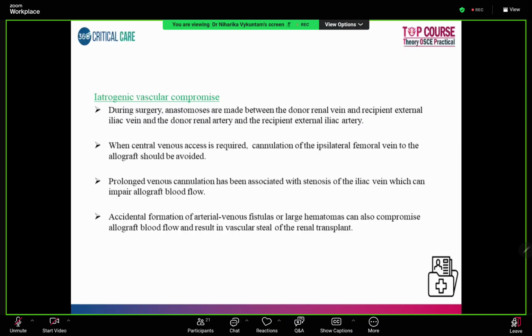Okay, that is one important thing because prolonged venous cannulation has been associated with stenosis of the iliac vein, which can impair the allograft blood flow because usually it is anastomosed to the external iliac arteries and external iliac veins. Or any accidental formation of AV fistulas or large hematomas because of your procedure can compromise the allograft blood flow and result in vascular steal of the renal transplant.